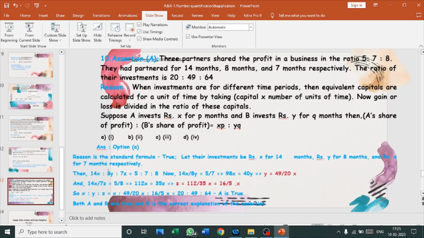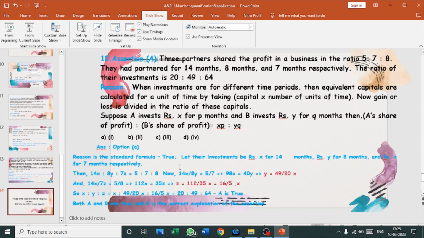So you take the ratio of two terms and compare. You will get the value of the ratio in which we are getting the XYZ ratio as 20, 49 and 64, which is exactly the thing given in the assertion. So the assertion itself is correct. The reason itself is correct. The reason is a proper explanation to the assertion. What formula we used here, that is an explanation to the assertion. So option A is correct.